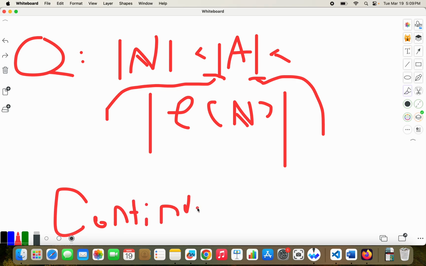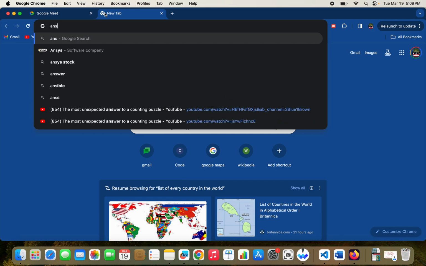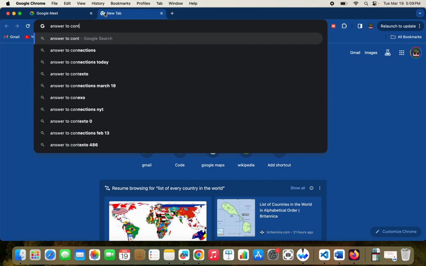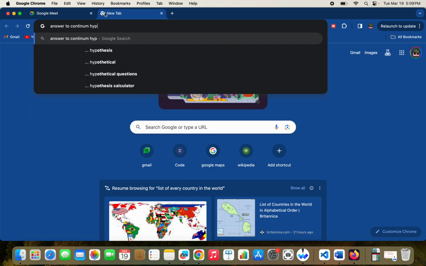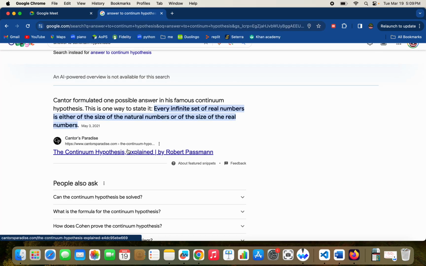Actually, we know. Do we know? I actually just said it's way out of the scope of the class, but let's see if we can make your minds happy. The Continuum hypothesis: every infinite set of real numbers is either the size of the natural numbers or the size of the real numbers. What?